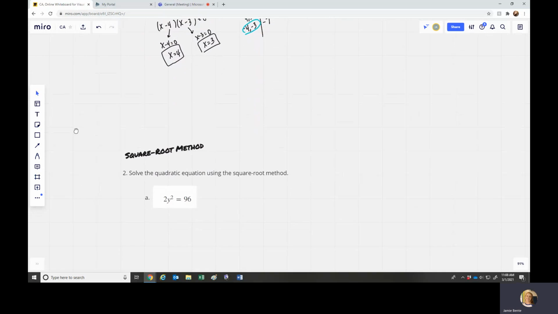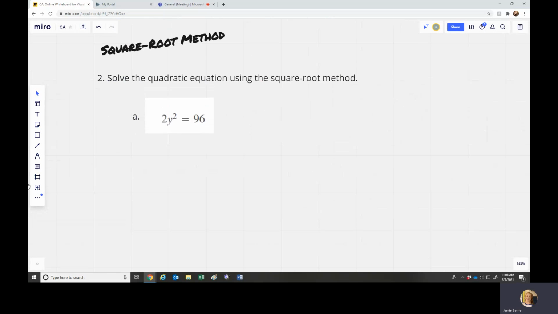All right, so our second method is called the square root method. The square root method is good to use when you have an expression that's being squared on one side by itself. Let's look at how the square root method works. So here we have 2y squared equals 96. And again, the directions just say, solve the quadratic equation using the square root method.